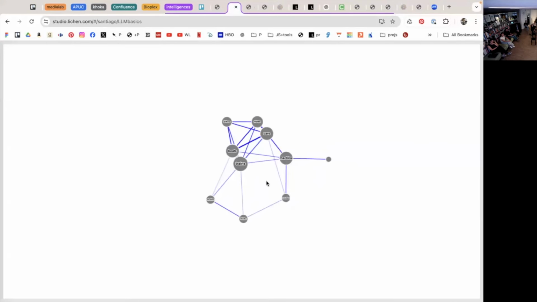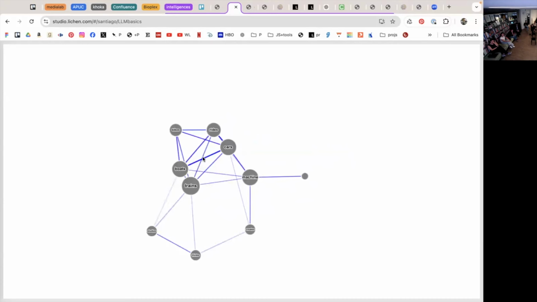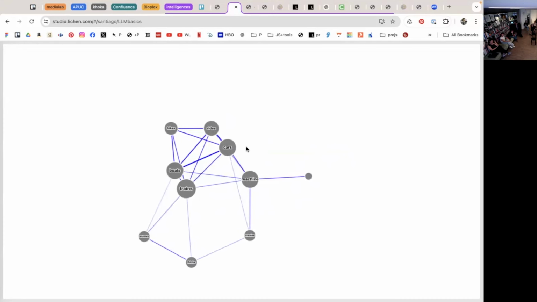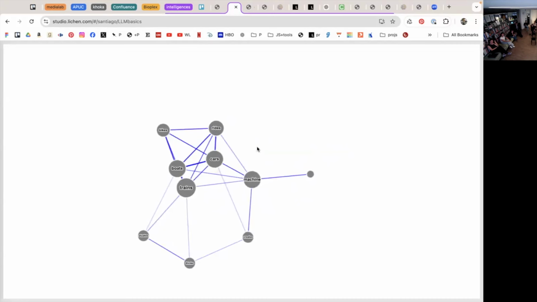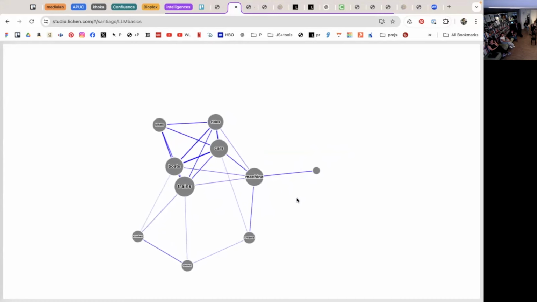And boats and cars are strongly connected, rides, cars, even if these are subjects or objects, and rides is a verb, rides is very close to them, right? And it makes sense.